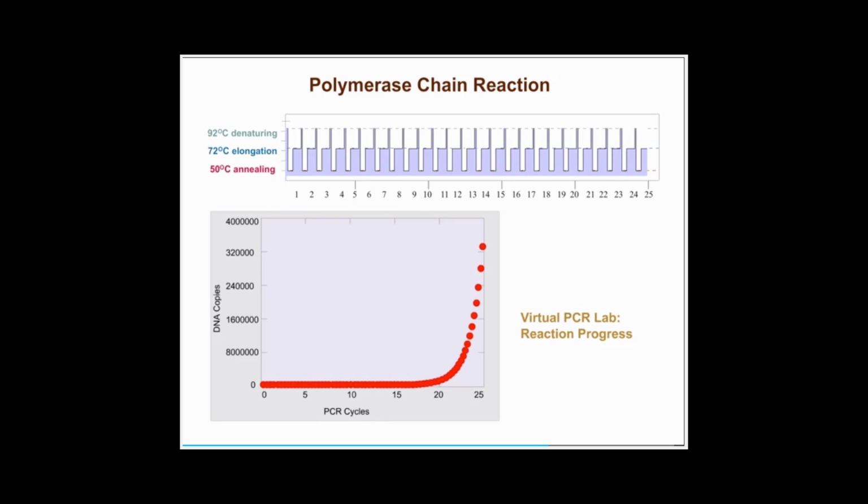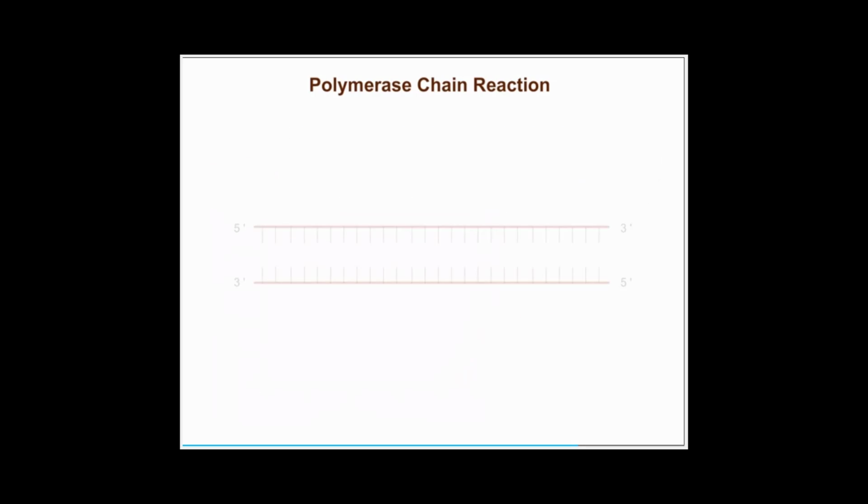At the end of 25 cycles, theoretically there are over 30 million copies. In practice, the reaction rate may decrease in later cycles. If a larger number of copies were needed, it would eventually be necessary to set up a fresh reaction. On the lower graph, notice how the scale on the y-axis has changed again.